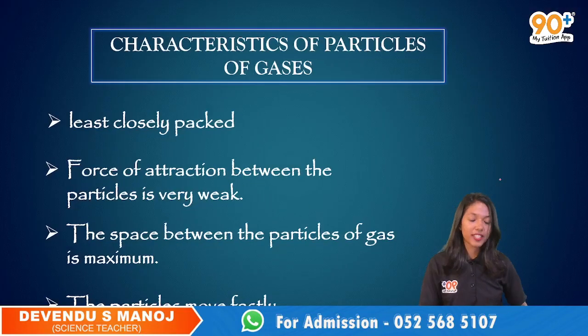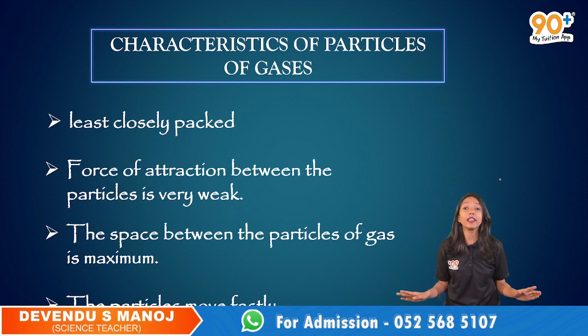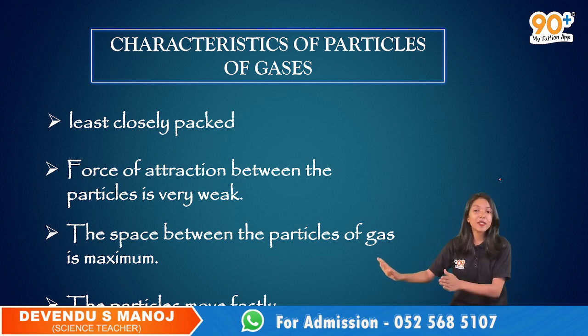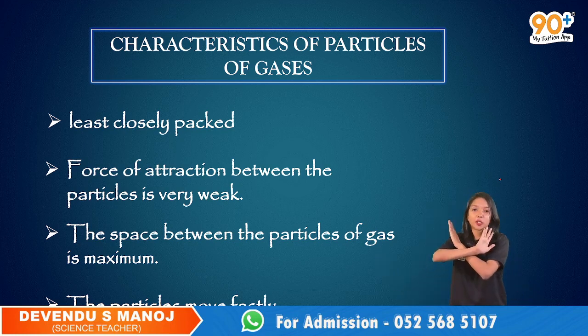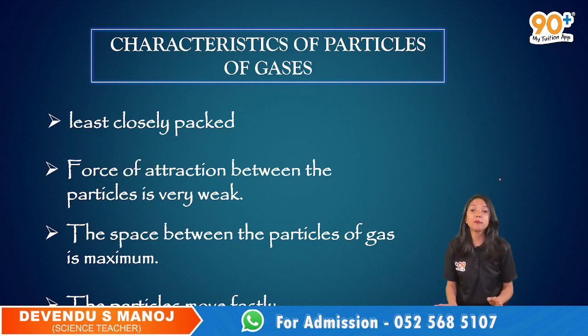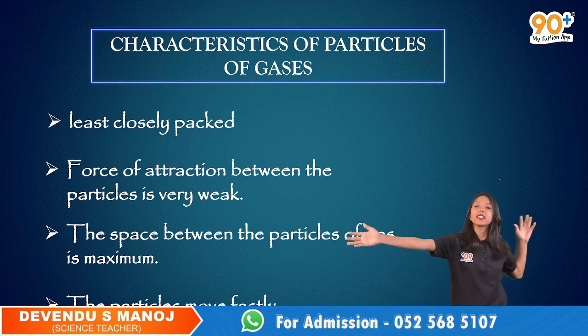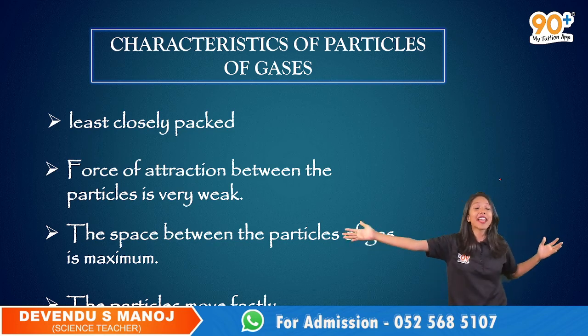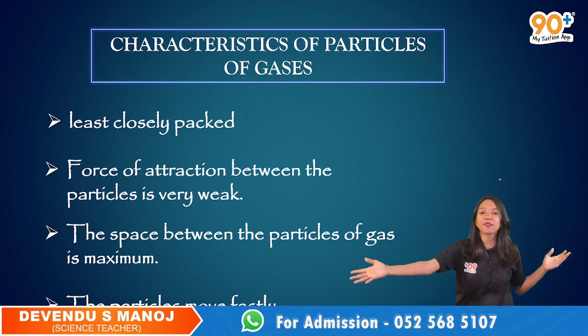And then comes gases. They're the worst enemies of all. So they're least closely packed. The force of attraction is very weak. And the space between the particles of gas is maximum because they're enemies. They do not sit next to each other. They're very far from each other.